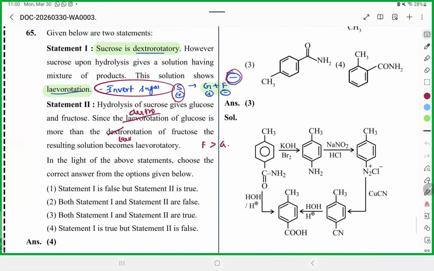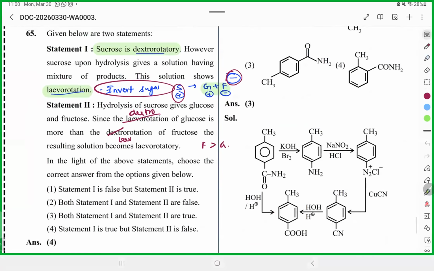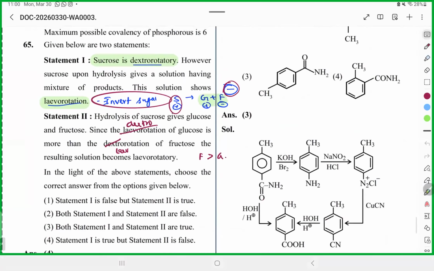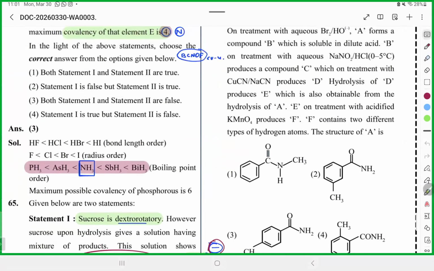Correct. So second is wrong. First one is correct. Answer will be 4. Correct. Same explanation given here.